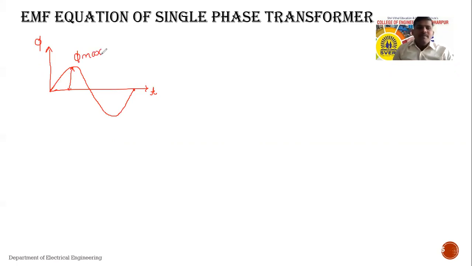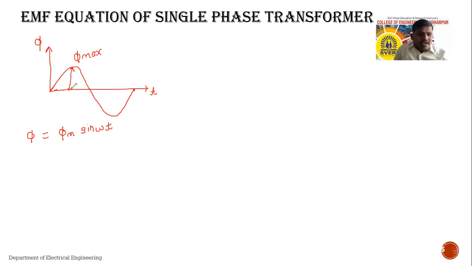Consider the flux produced in the field winding due to current flowing in the field winding. The magnitude of this flux is nothing but phi m, and one cycle we have represented, so that I am able to write one equation: phi is equal to phi m sin omega t.